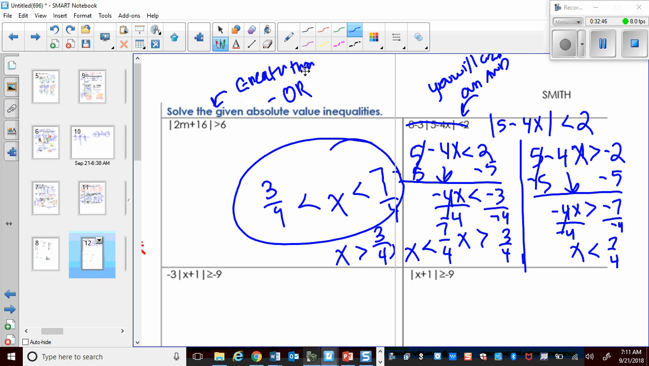We're going to explore this a little bit more. I'm going to leave it there for you for this part. And I'm going to create a second video for graphing absolute value inequalities. And we're going to spread this lesson out over 2 days.